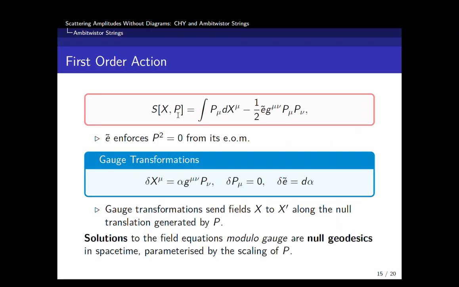But again, we want momentum in the picture, and we would like a nice first-order action. So the second-order action I had previously, this is just the first-order version of it. To enforce null constraints, we introduce this Lagrange multiplier. The gauge transformations of this first-order action correctly give us the same or similar gauge transformations to the ones we had previously when we were trying to mod out these null translations generated by P. So solutions to these field equations, modulo gauge, are null geodesics in spacetime, parameterized by the scaling of P.